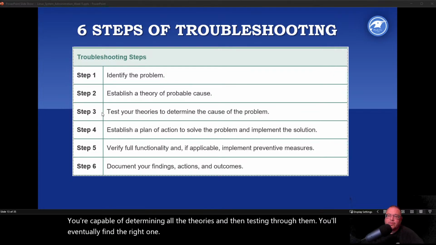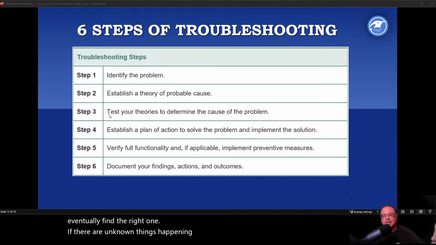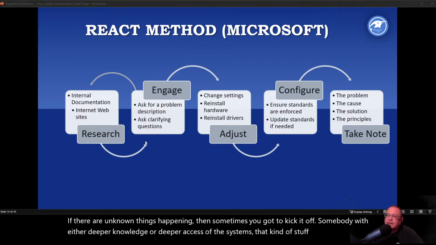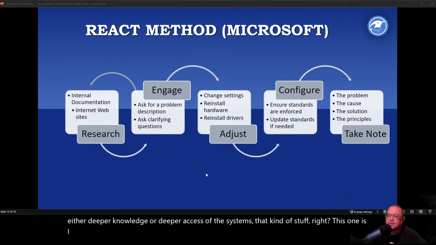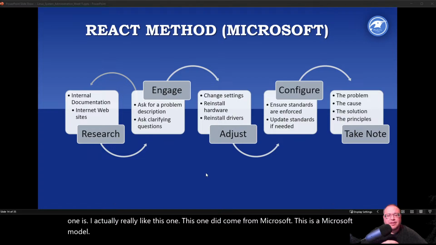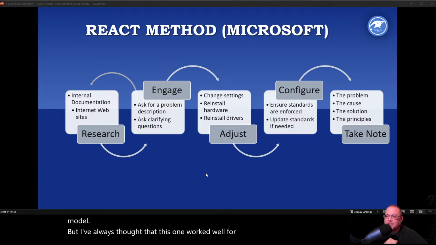If there are unknown things happening, then sometimes you've got to kick it off to somebody with either deeper knowledge or deeper access to the systems, that kind of stuff, right? This one, I actually really like this one. This one did come from Microsoft. This is a Microsoft model. But I've always thought that this one worked well for people, especially juniors, when you're first getting into systems.